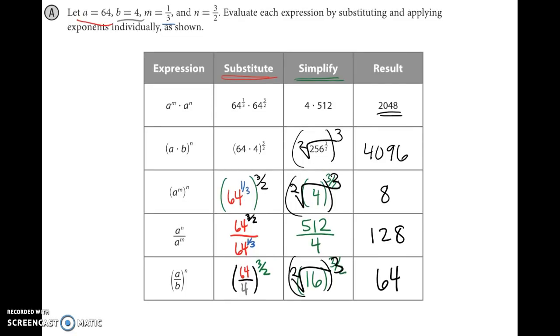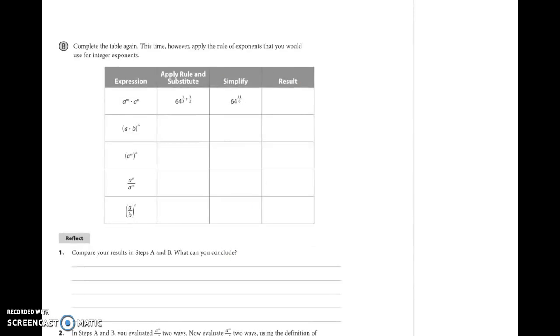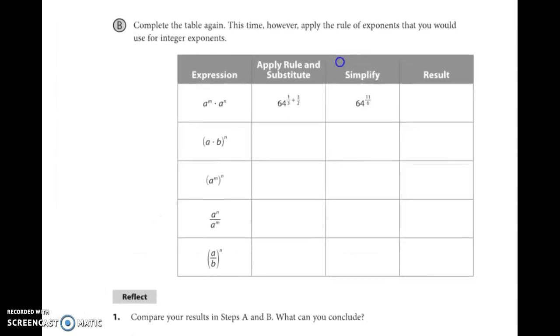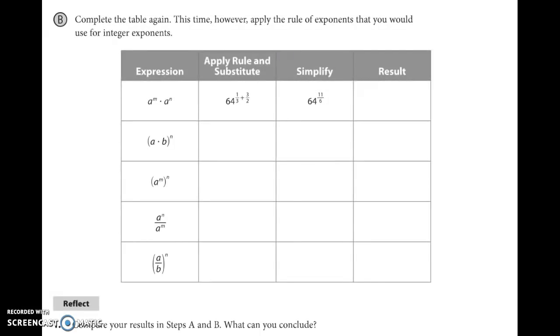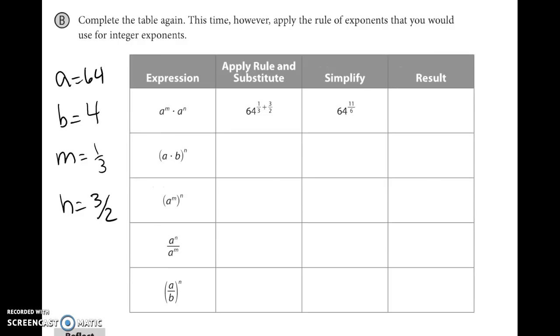So now if I go to part B on the next page, it says complete the table again. This time, however, apply the rule of exponents that you would for integer exponents. So I copied these values from the page before. A was 64, B was 4, M was 1/3, and N is 3/2. And we're going to substitute these in.